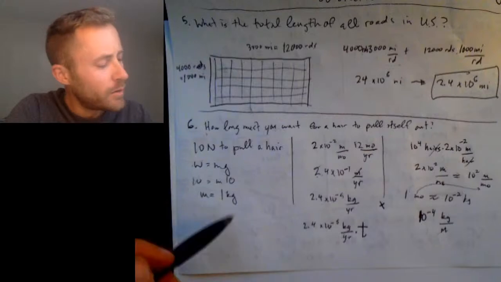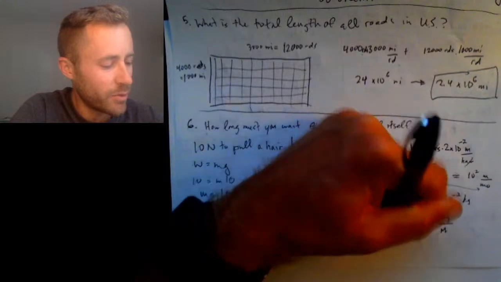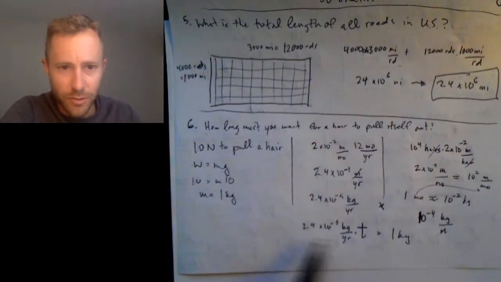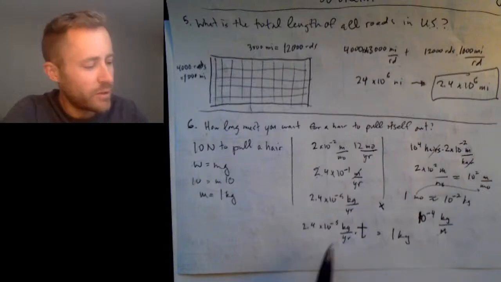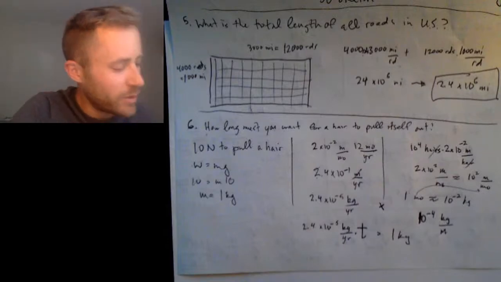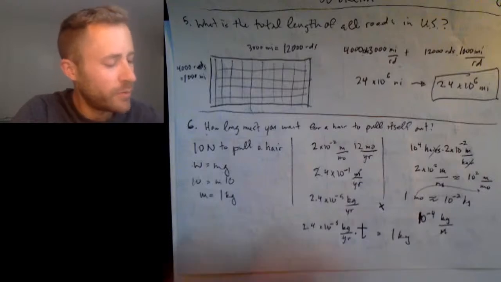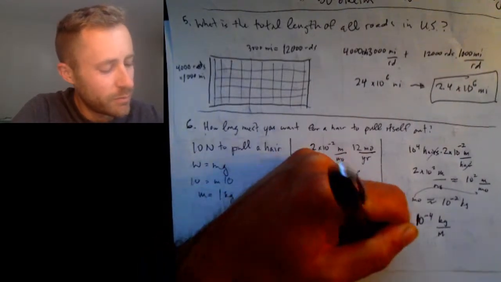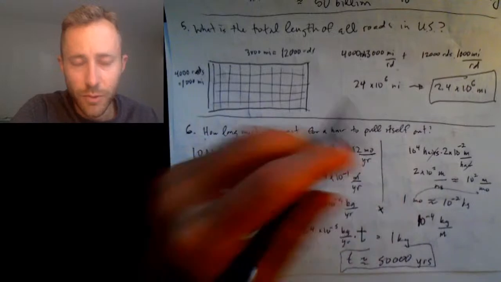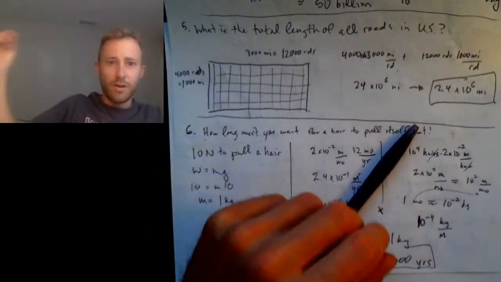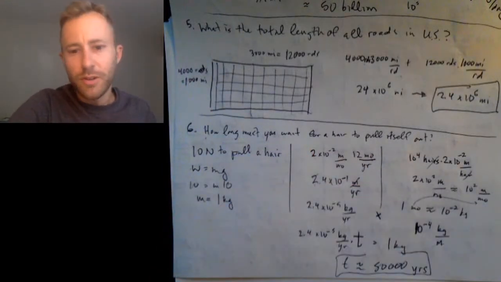Okay, and so the amount of time for this to reach 1 kilogram and for the hair to pull itself out, it's just going to be this equation. Rate times time equals total amount. All right, so if I divide by this, what you end up getting is roughly 50,000 years. So if you could live to be 50,000 years, then the hair would grow so long that it would pull itself out. It's kind of funny. Okay. All right, so that is my lesson for today.